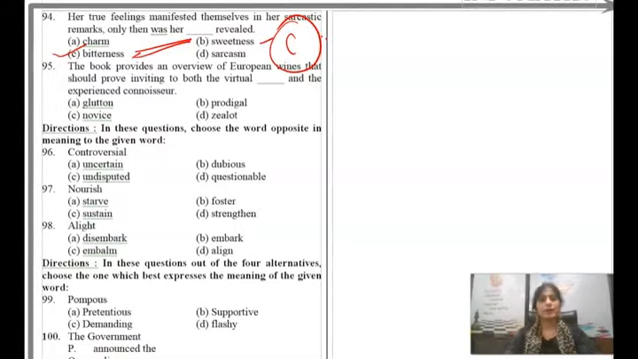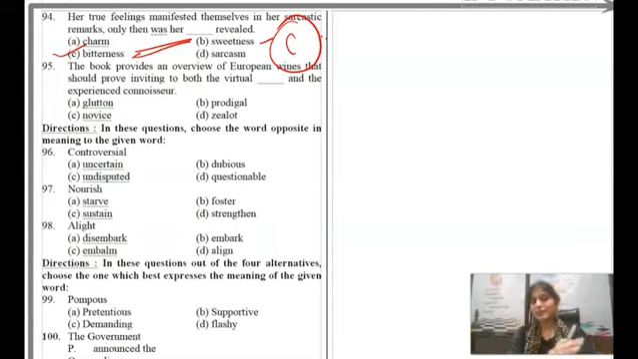Next question. So this is how you can do it. So no need to leave the questions. Please, before leaving any question, attempt it by shortcuts. You will be benefited for that. Next question. The book provides an overview of the European wines. They should prove inviting to both virtual dash and the experienced commercials.